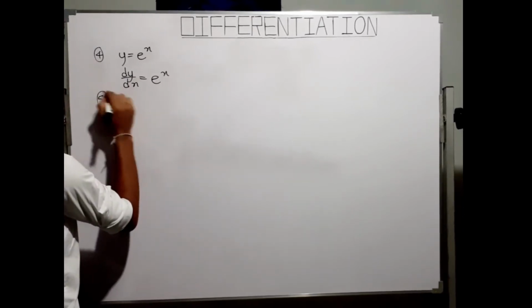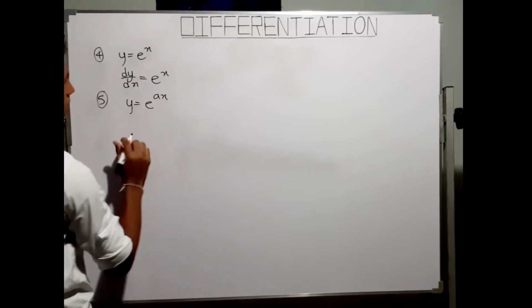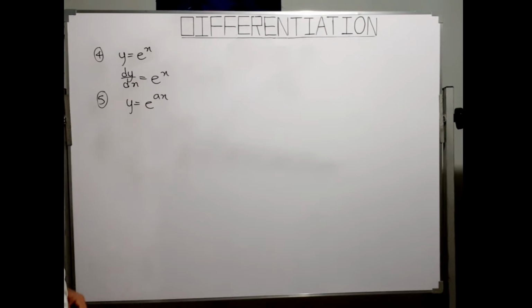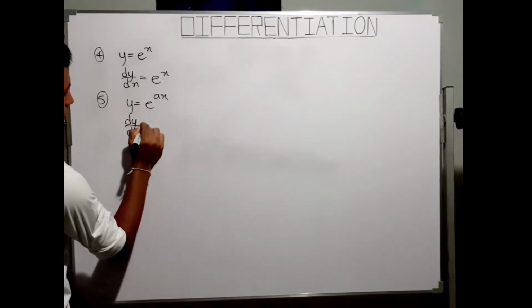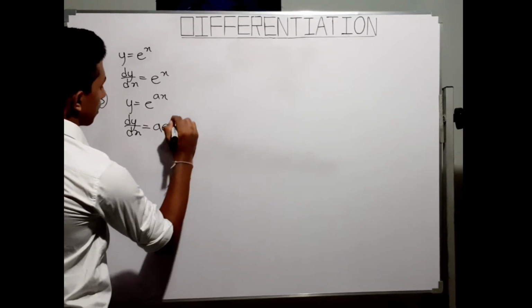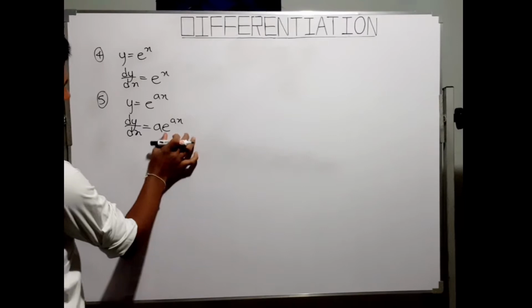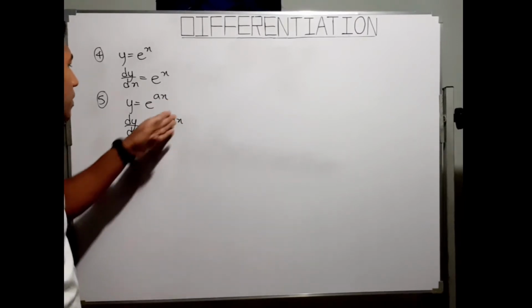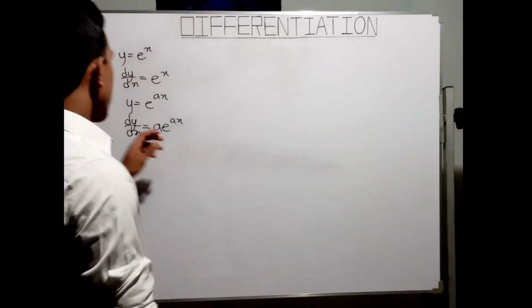The 5th one you're going to learn is e to the power ax. When you differentiate this, the letter a comes to the front. So dy by dx is going to be equal to a e to the power ax. Note that the entire thing is repeated here, while the differentiated version has a in front, a e to the power ax. That is the 5th rule, and we'll be moving on now.